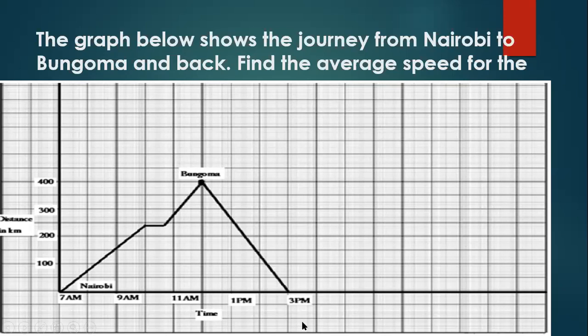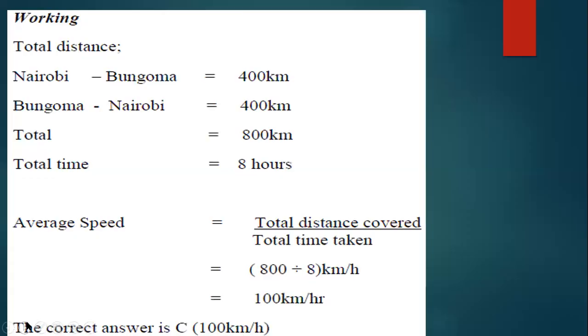And I've told you the best way is to change your time into the 24-hour clock system and then subtract. So 1500 hours minus 700 hours is 8 hours. So remember our distance is 800 kilometers divided by 8 hours. That will give us the average speed for the whole journey. So let's see how you can work it out very easily. Total distance from Nairobi to Bungoma is 400 kilometers. Then from Bungoma to Nairobi also is 400 kilometers.